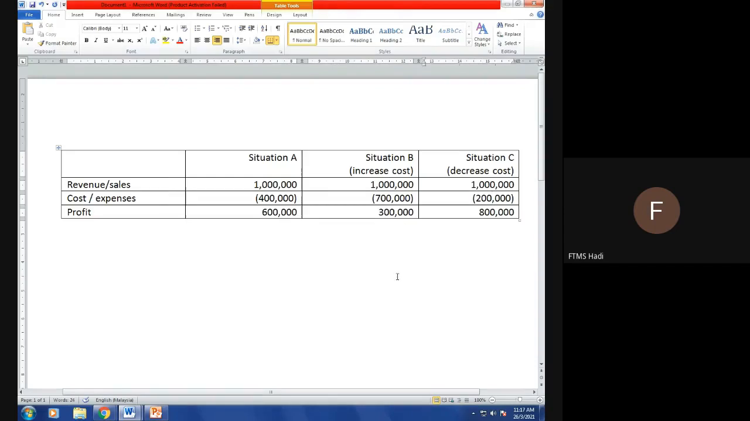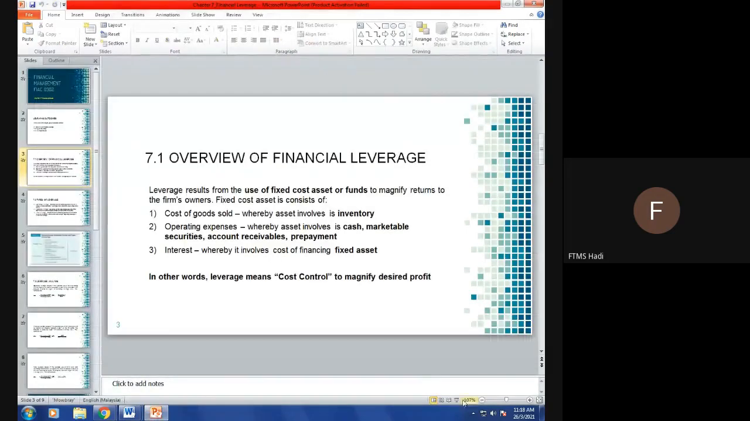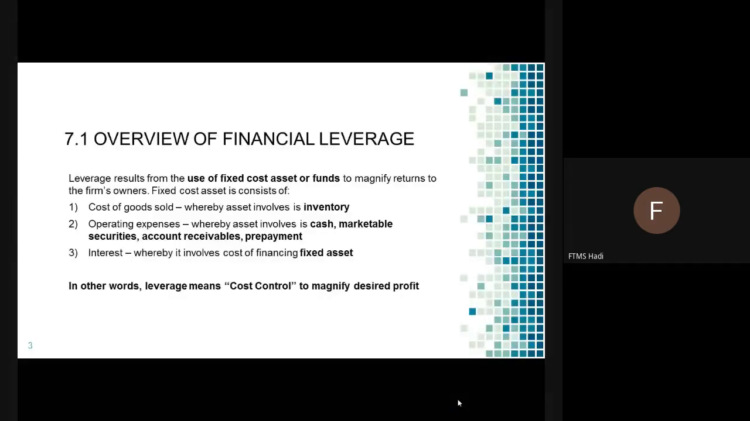So most companies use a leverage opportunity strategy to control the cost. What does that mean? They are cutting unnecessary cost. So the more cost they cut, the better the possibility of profit. So that is how leverage plays a role, to magnify desired profit. We're talking about 600,000, 800,000 profit and so on earlier.